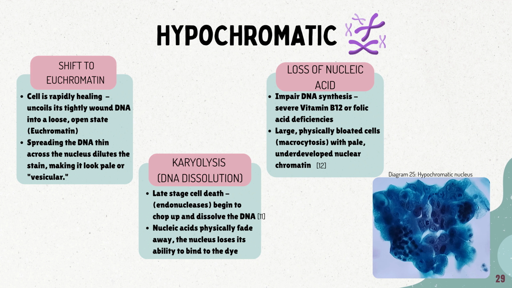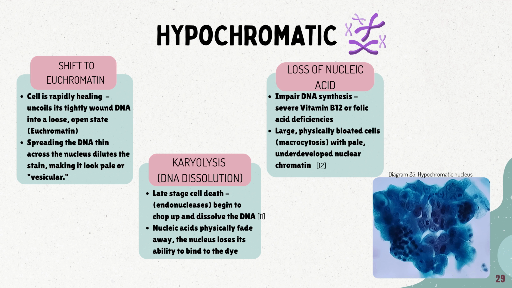Second, karyolysis. When a cell dies permanently, destructive enzymes called endonucleases turn on like a clean-up crew, physically chopping up and dissolving the cell's DNA strands into tiny broken pieces. Because the DNA is shattered and broken down, it completely loses its structure and begins to leak out of the nucleus, fading away into the surrounding cytoplasm. Since the DNA is gone, there is nothing left inside the nucleus to attract or hold onto the purple stain. The staining fades progressively until the nucleus turns into a faint, barely visible outline.